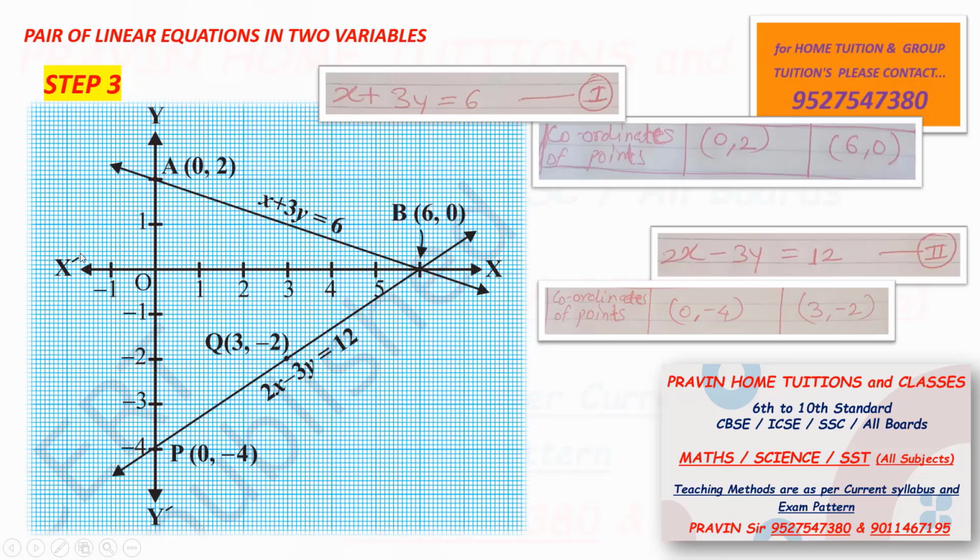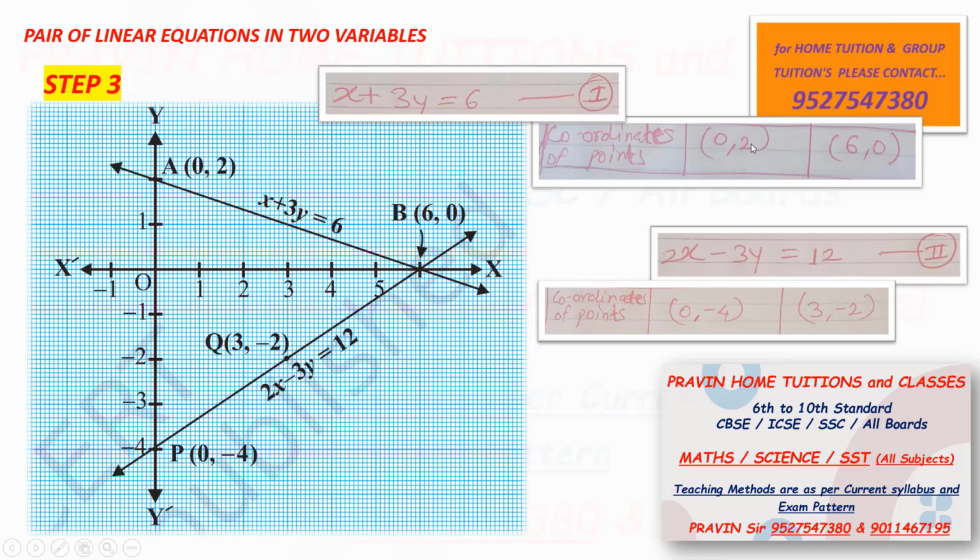Plotting, as you have learned in coordinate geometry: this is the x dash x axis, the horizontal axis. This is the vertical axis, y dash y. This is the positive side of the x axis, this is the negative side of the x axis, this is the positive side of the y axis, and this is the negative side of the y axis. This is the first quadrant, this is the second quadrant, this is the third quadrant, and this is the fourth quadrant.